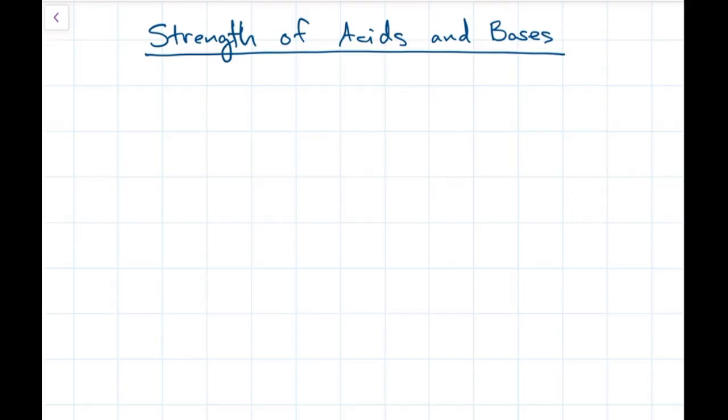Today we're going to talk about strength of acids and bases, and it has a lot to do with the ionization equations that we learned how to write previously. So for example, when we did HCl ionizes, we said it reacts with water and it gives us hydronium and it gives us chloride, right? So that you should be familiar with.